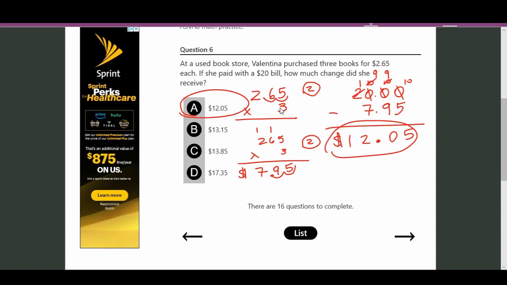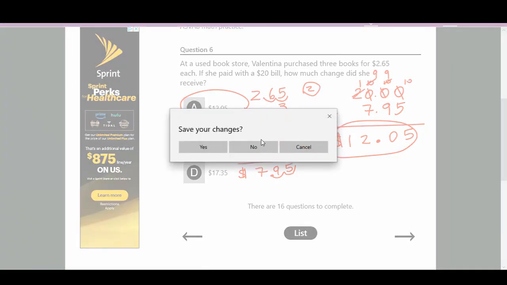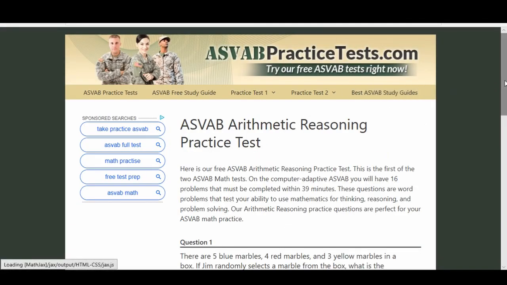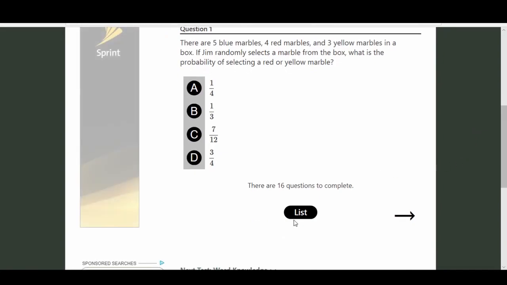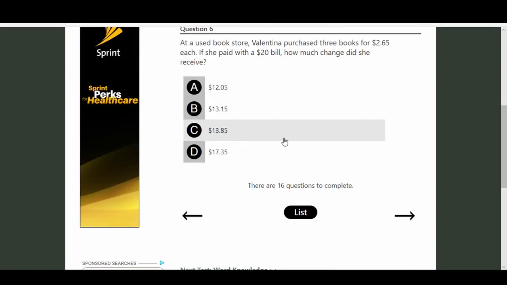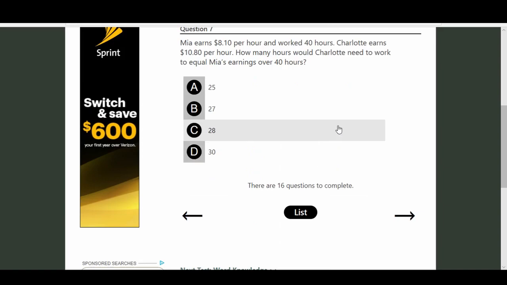Again, we did multiplication with decimals as well as subtraction with decimals. Again, decimals and fractions are usually what trip people up. So that was number 6, I believe. Yep, let's go to number 7.